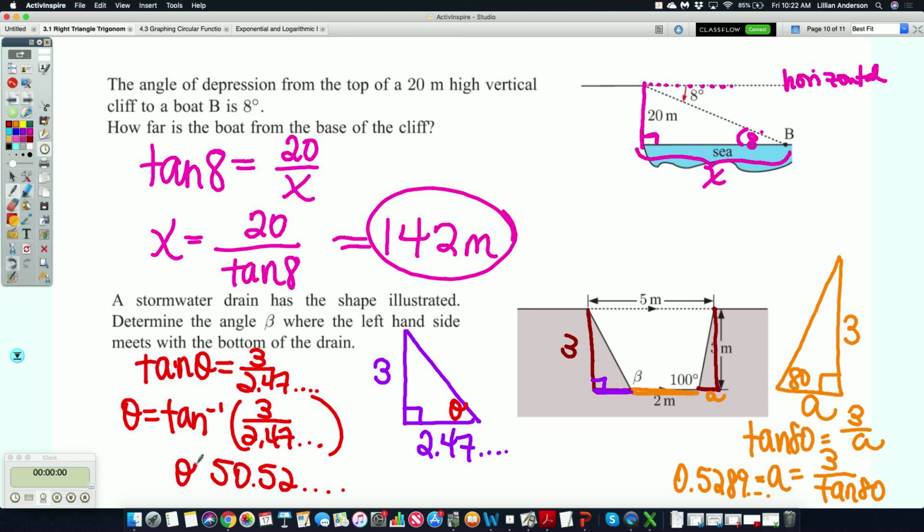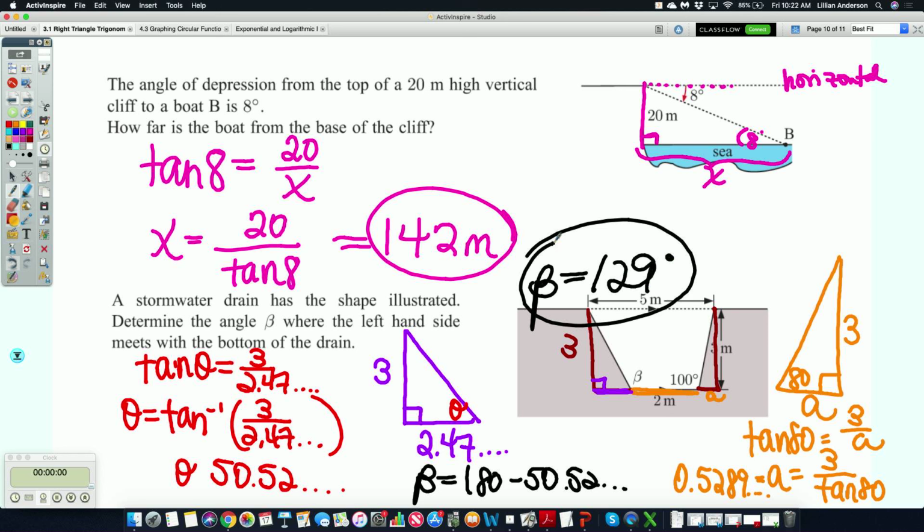So then to find beta, my final answer, what do I do? 180 minus that. 180 minus that number, and our answer is what? 129 rounded. 129. Hold up. 129. Yes. Very, very involved. I wouldn't have taken it that route, but you definitely get your answer this particular way.